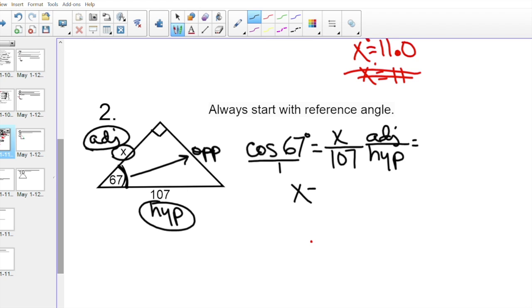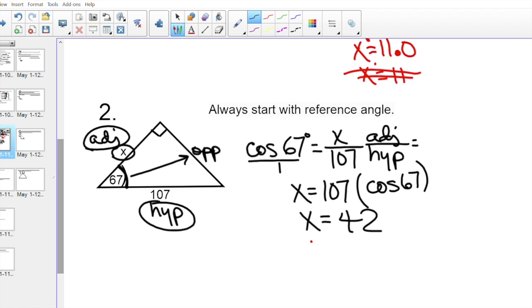So x equals, now remember, I always ask the students to put the measure of the side given. And that's through experience with the calculators. So if you'll do that and you keep that every time, consistency is very important. Now, so you multiply 107 times cosine of 67, x is approximately 42.